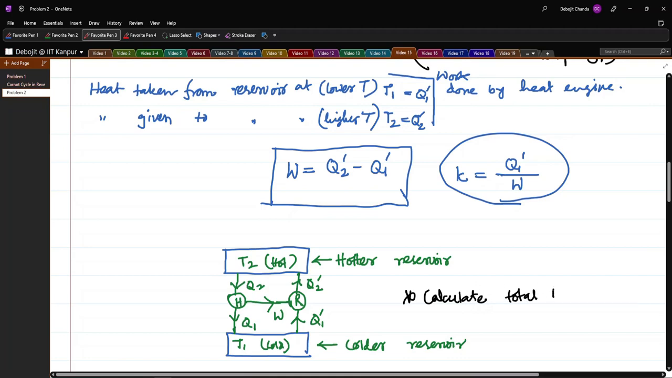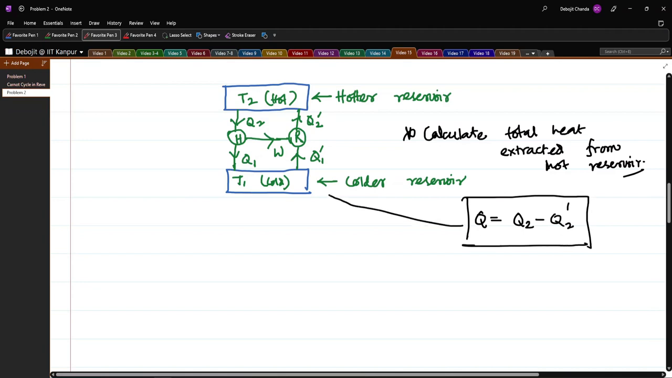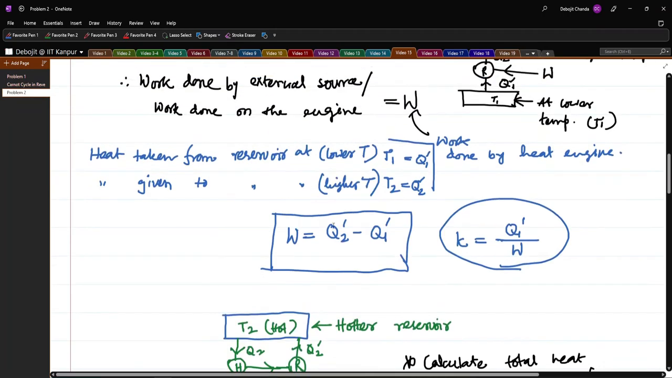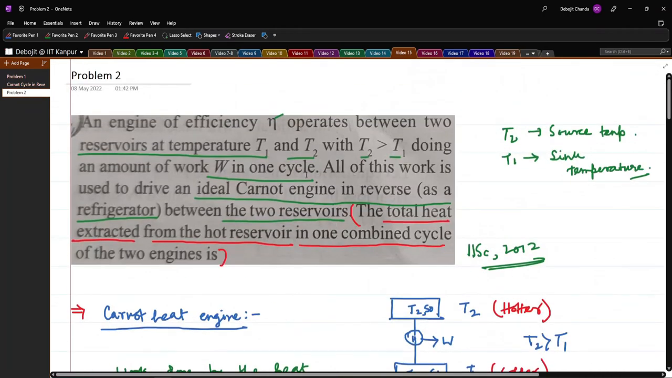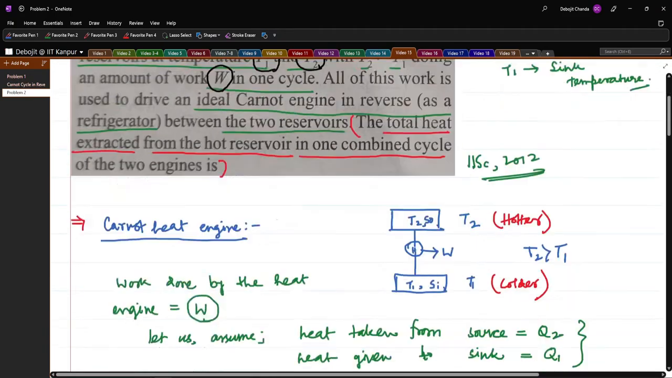So the question states to calculate the total heat extracted from the hot reservoir, and that will be nothing but, let us denote it by Q, Q2 minus Q2 dash. This is evident from this diagram here. Now, all you have to do is represent Q2 and Q2 dash in terms of the given quantities, that is eta, W, T1 and T2. Okay, so let us do that quickly and see what is the final form.